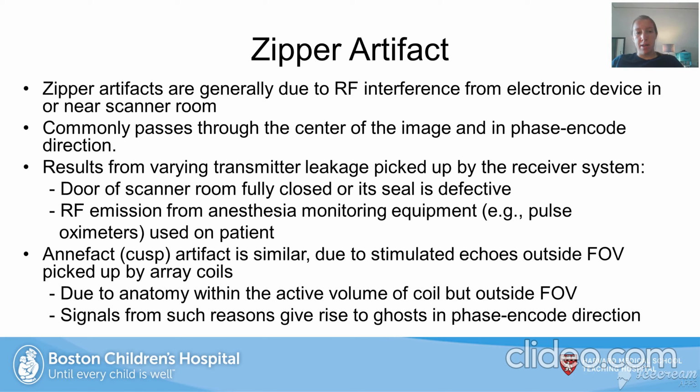There's also the annefact cusp artifact, which is similar, but this is due to a signal coming from an anatomy that's within the active volume of the coil, but outside of the specified field of view. So these give rise to little ghosts in the phase encoding direction.